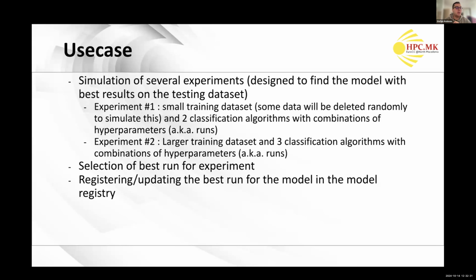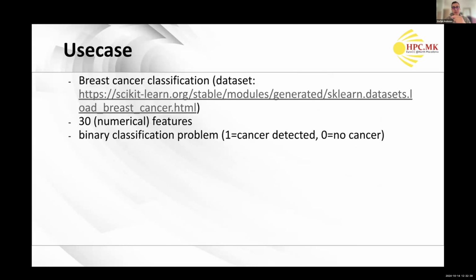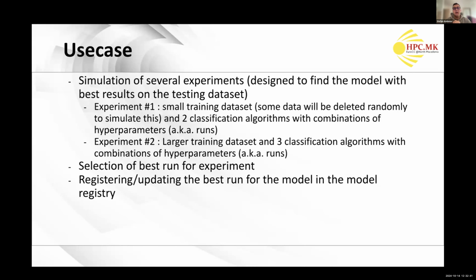In the second experiment, I will use the original training set, the larger training set, which represents 80% of the full dataset that's available on this link over here. But I'm also going to extend it with another classification algorithm with combinations of hyperparameters. So I'm going to have 6 runs in the second experiment.